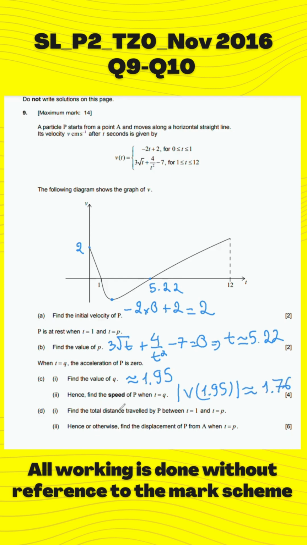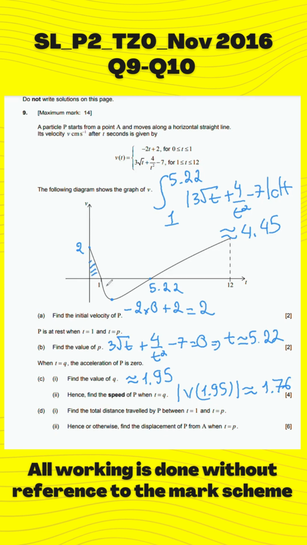Find the total distance traveled between 1 and p. So it will be the integration from 1 to 5.22 of the absolute value of 3 square root t plus 4 over t squared minus 7 dt. And this will be nearly 4.45.